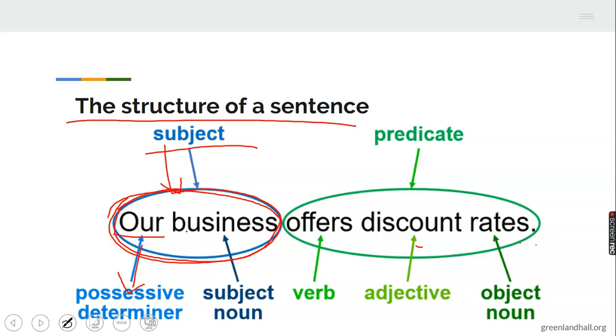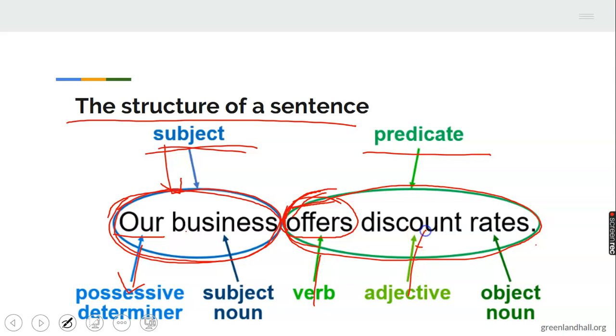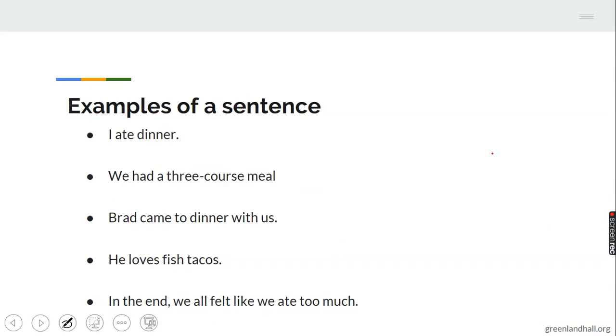Now we come here, which is the other part of the sentence. The other part of the sentence is the predicate. Like I told you in the previous slide, a sentence must have a subject and a predicate. So this predicate always starts from the verb. When you look at the sentence very well, check out for the verb. The predicate starts from the verb. Offers, discount, rates. Offers is the verb. Discount is the adjective. Rates is the object noun. So this is the subject, and this is the object noun. What I want you to quickly grasp from this slide is that the structure of a sentence is that a sentence must have a subject and a predicate. Do you get that? Okay.